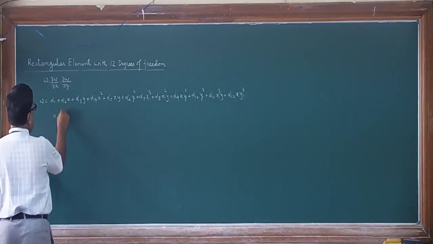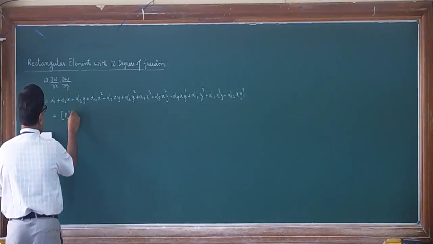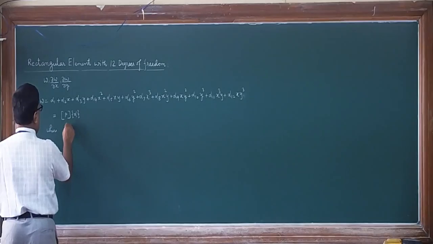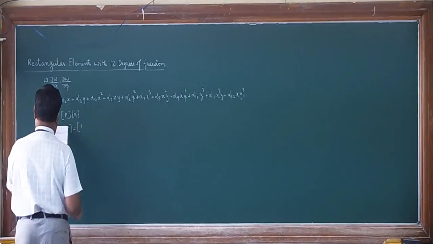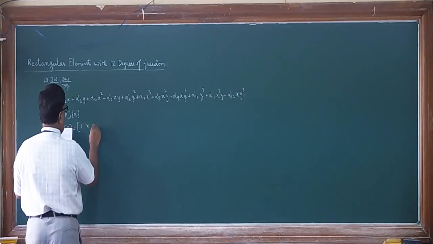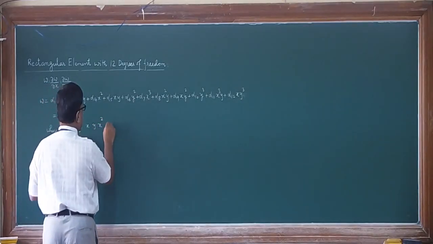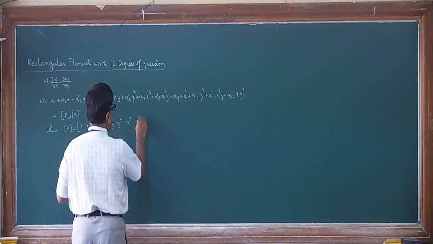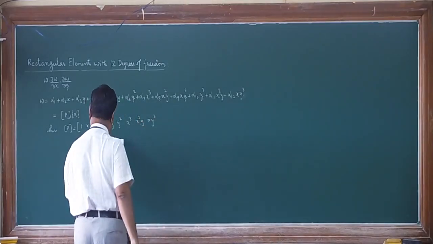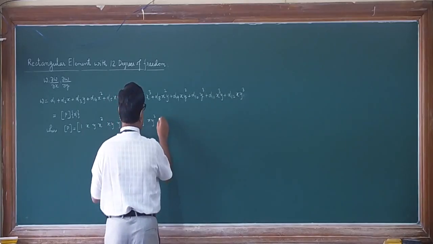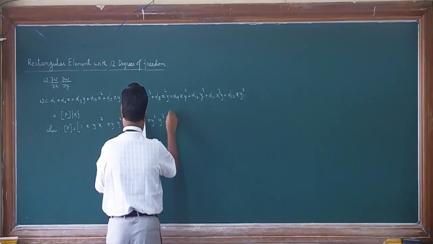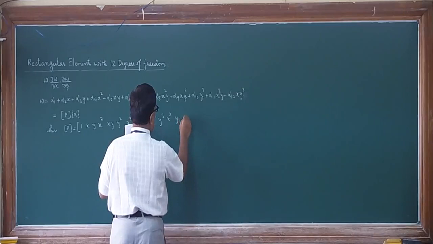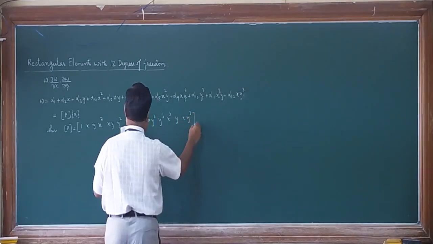This, in short, we can write as P into alpha, where P is nothing but the vector 1, x, y, x square, xy, y square, x cube, x square y, x y square, y cube, then x cube y, plus x y cube. Okay, these are the terms which are going to be there.